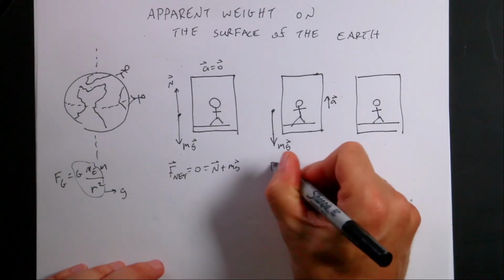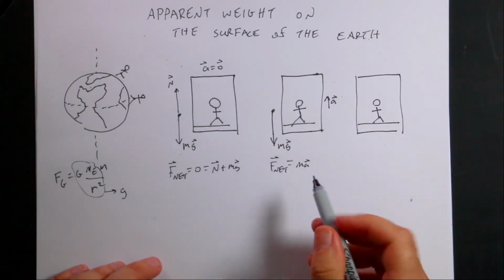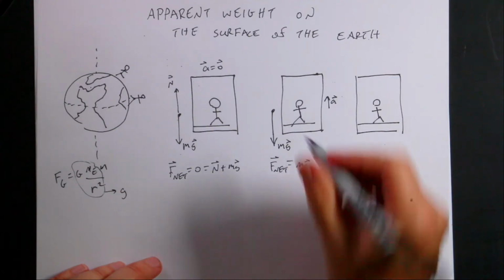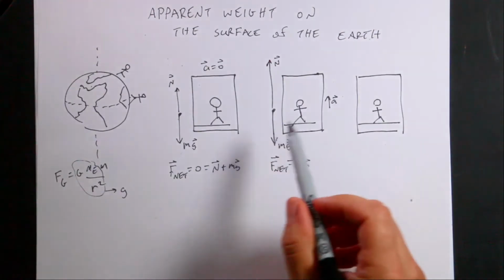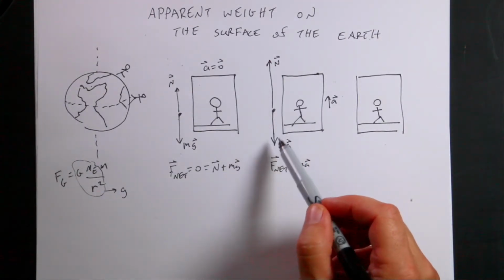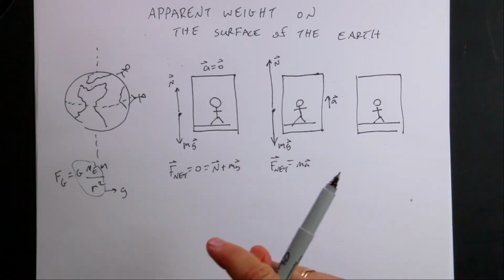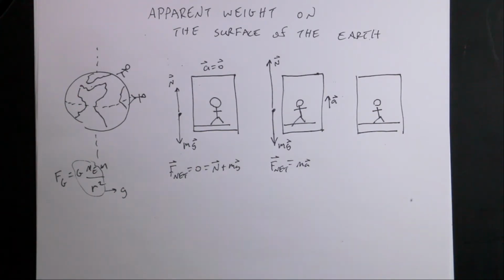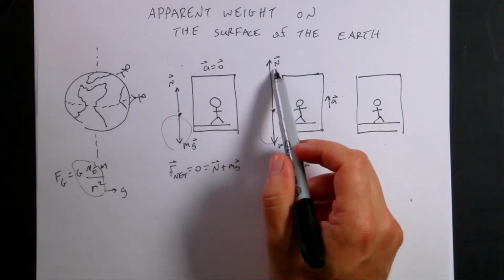But F net has to be equal to ma, so it has to be some positive value. And the only way for that to work is if the normal force increases. If the normal force is greater than the gravitational force, then you can have a net force up and the person will accelerate. And I don't know if you've ever been in an elevator. I have. But if you push the up button on the elevator when you're at rest, you accelerate upwards and you feel heavier, but you are not heavier. This and this are the same. You feel the normal force.